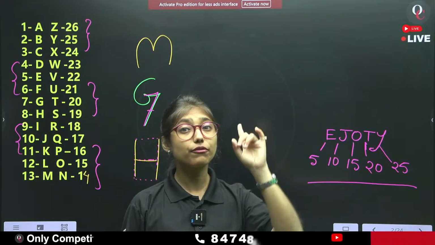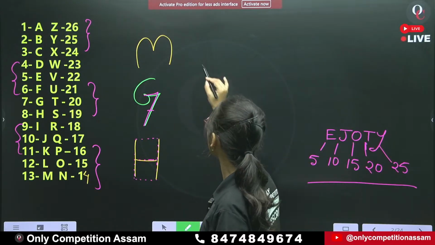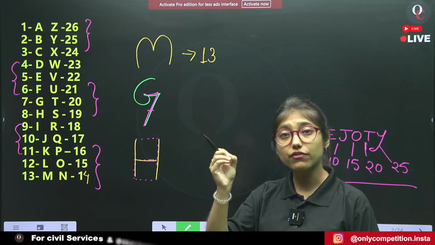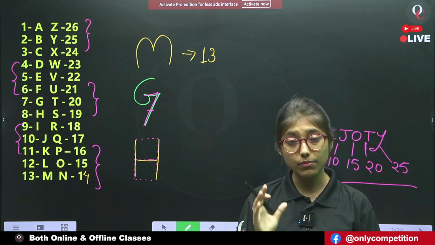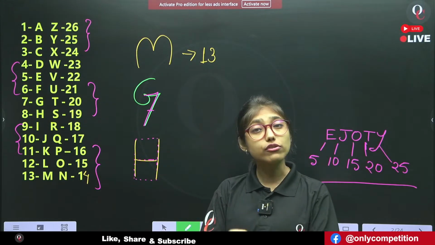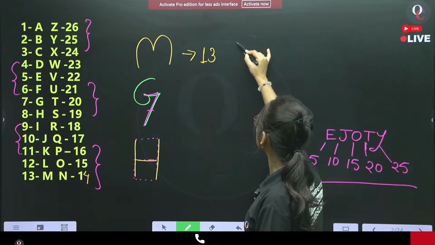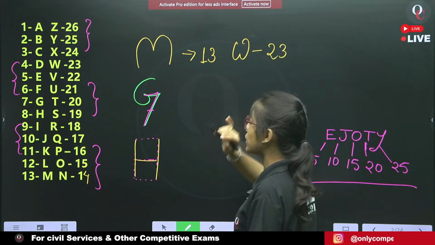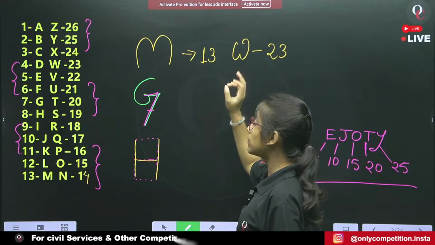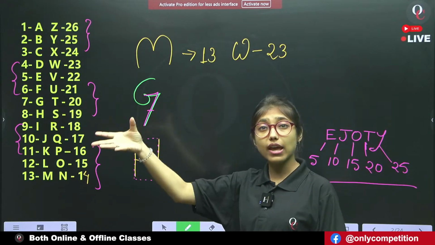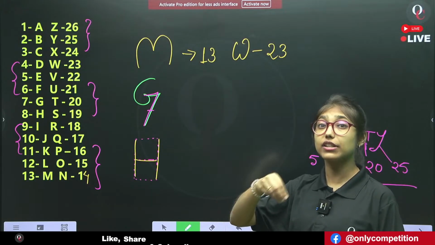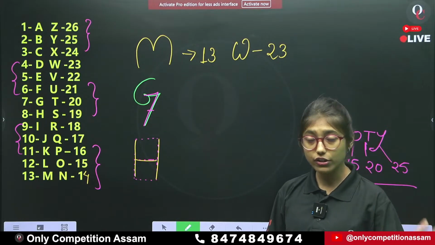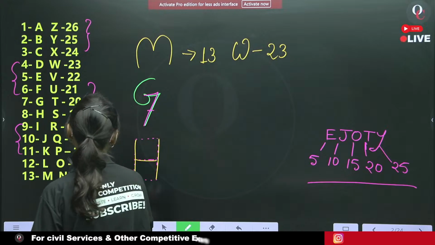M is the first letter that looks like 3. Therefore, M's position value is 13. Similarly, there is another letter which also looks like 3, and that is W. W's position value is 23. Why is it 23? Because W is the second letter that looks like 3. All good?